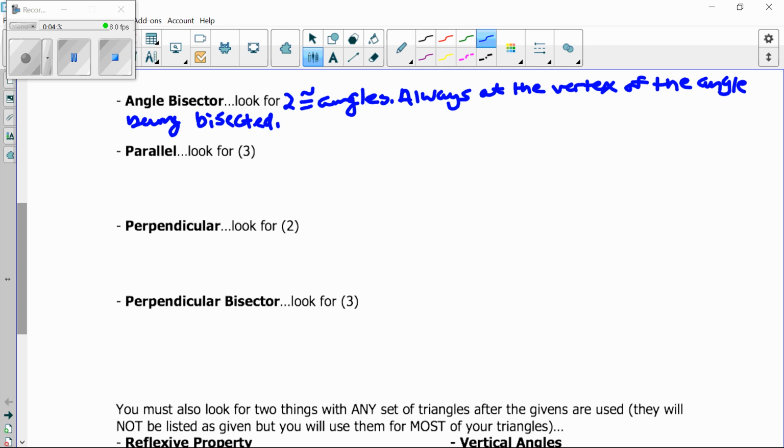Parallel, we look again for two congruent angles. And in some cases, which we'll see in some of the examples on your homework, we will see that they form four congruent angles. So it's two congruent angles. We have our alternate interior, alternate exterior, and corresponding.